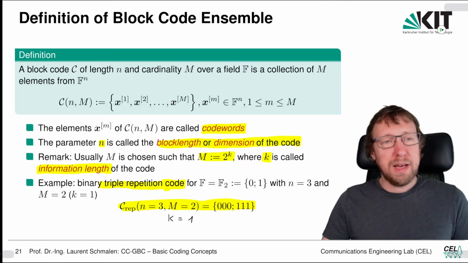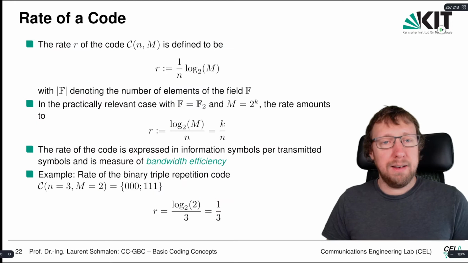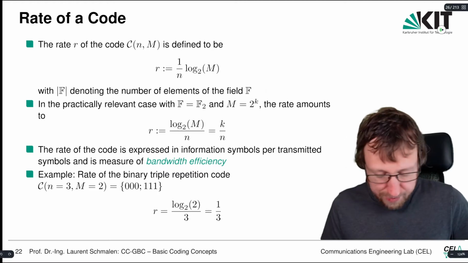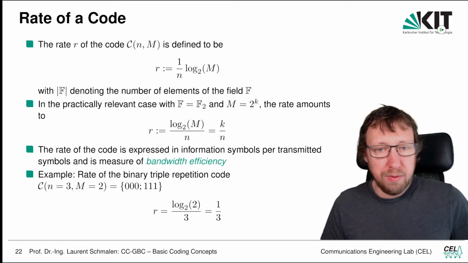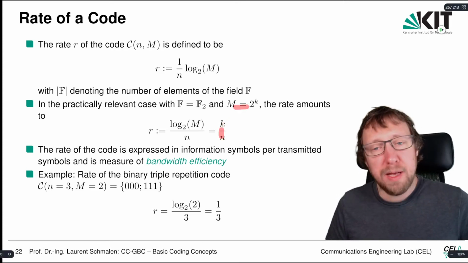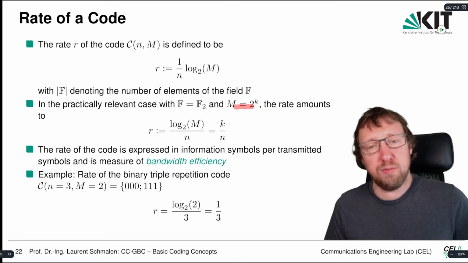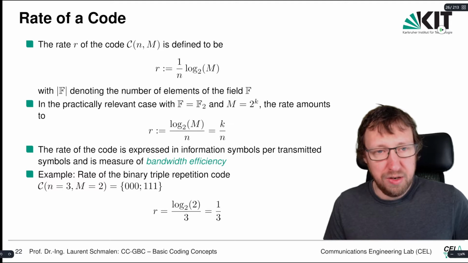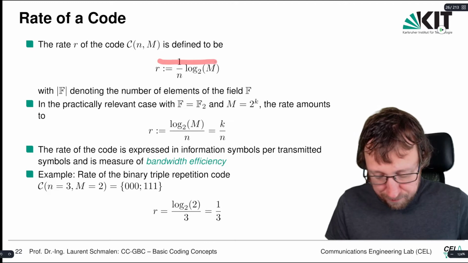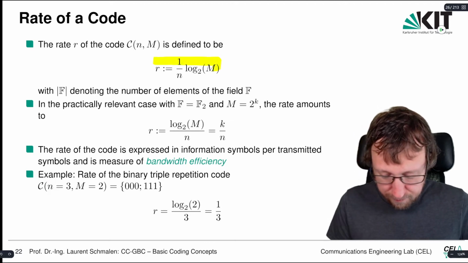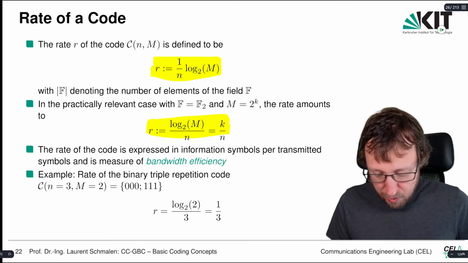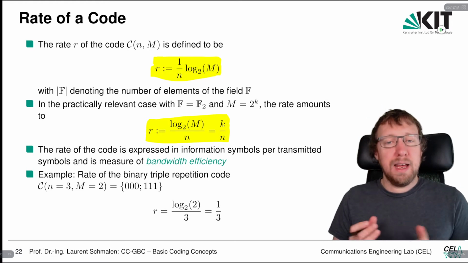So that's the basic definition of a code. With this, we can define the rate of the code. We already saw the rate, so we can quickly skim over it. The rate of the code is k over n. We know that m is equal to 2 to the power k, so we can also express it in terms of m. In a very general way, the rate is defined as log 2 of m over n, and in particular, for the binary case, k over n.